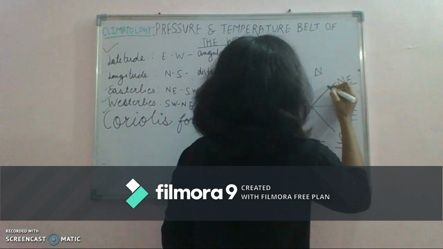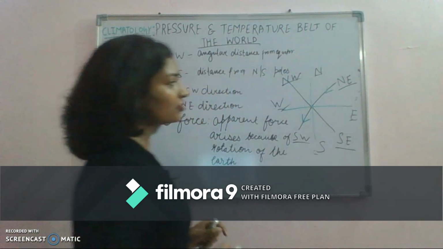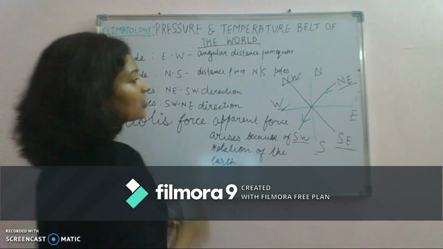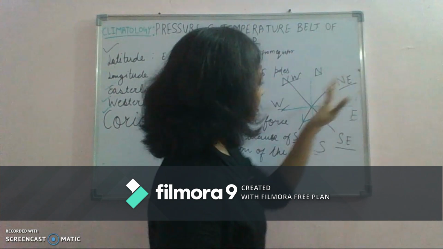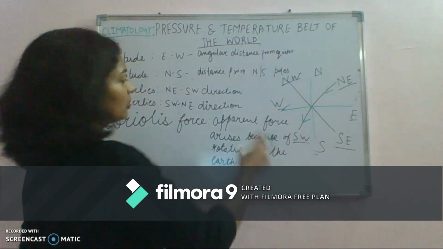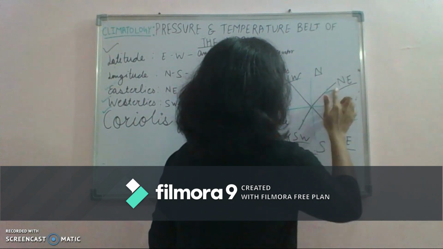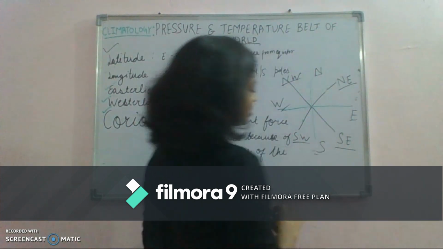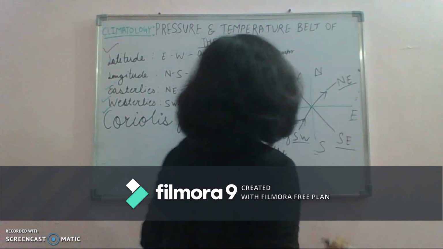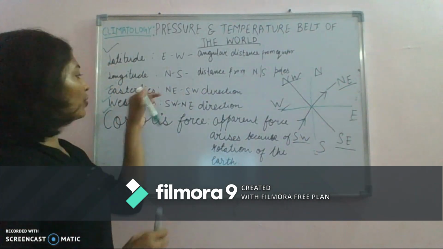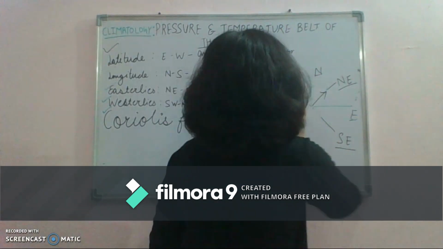So what are easterlies? The wind which moves from the northeast direction to the southwest direction is known as the easterlies, because its origin is in the northeast, it is named easterlies. Similarly, the wind which moves from the southwest direction to the northeast direction is called westerlies. Do you remember all these things?